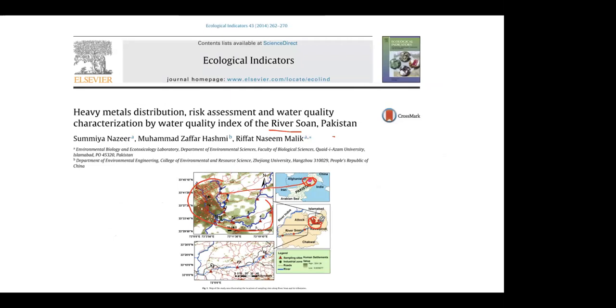Basically, this river is located near the city of Peshawar, and Peshawar city is highly urbanized. Beside this, it has some industries, and this river received the industrial effluents and some contamination from the domestic city of Peshawar.